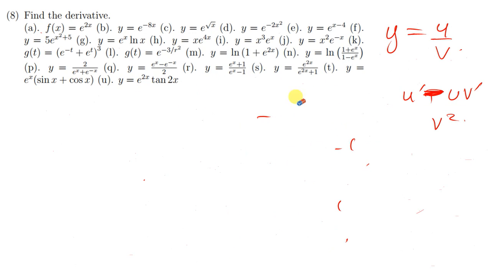Even here, you can do the same. Differentiating tan 2x is also straightforward, but because you are multiplying e to the power 2x and tan 2x, you have to use the product rule. You get your u as e to the power 2x, and your v is going to be tan 2x. Here you get your u as e to the power x, and your v as sine x plus cos x, and then you differentiate them using the product rule.